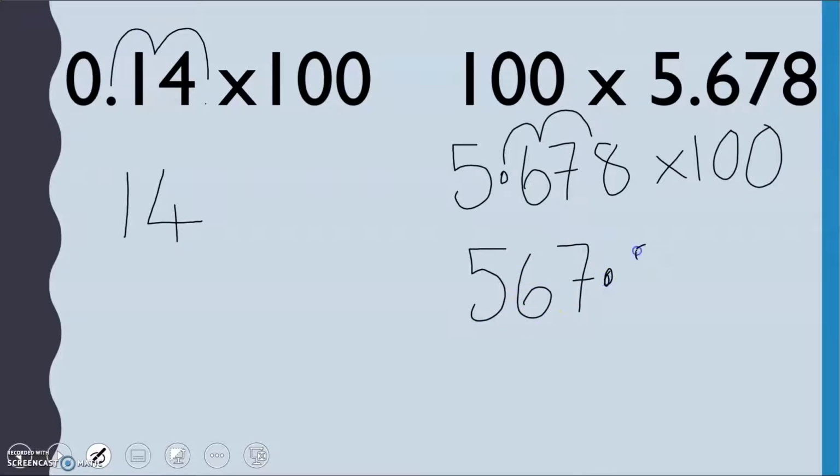567.8. Now remember, I'm doing my decimal point really big because it doesn't show up as well when I'm writing with my pen on the screen. So you draw your decimal points normally. I'm doing it so that you can clearly see where mine is.